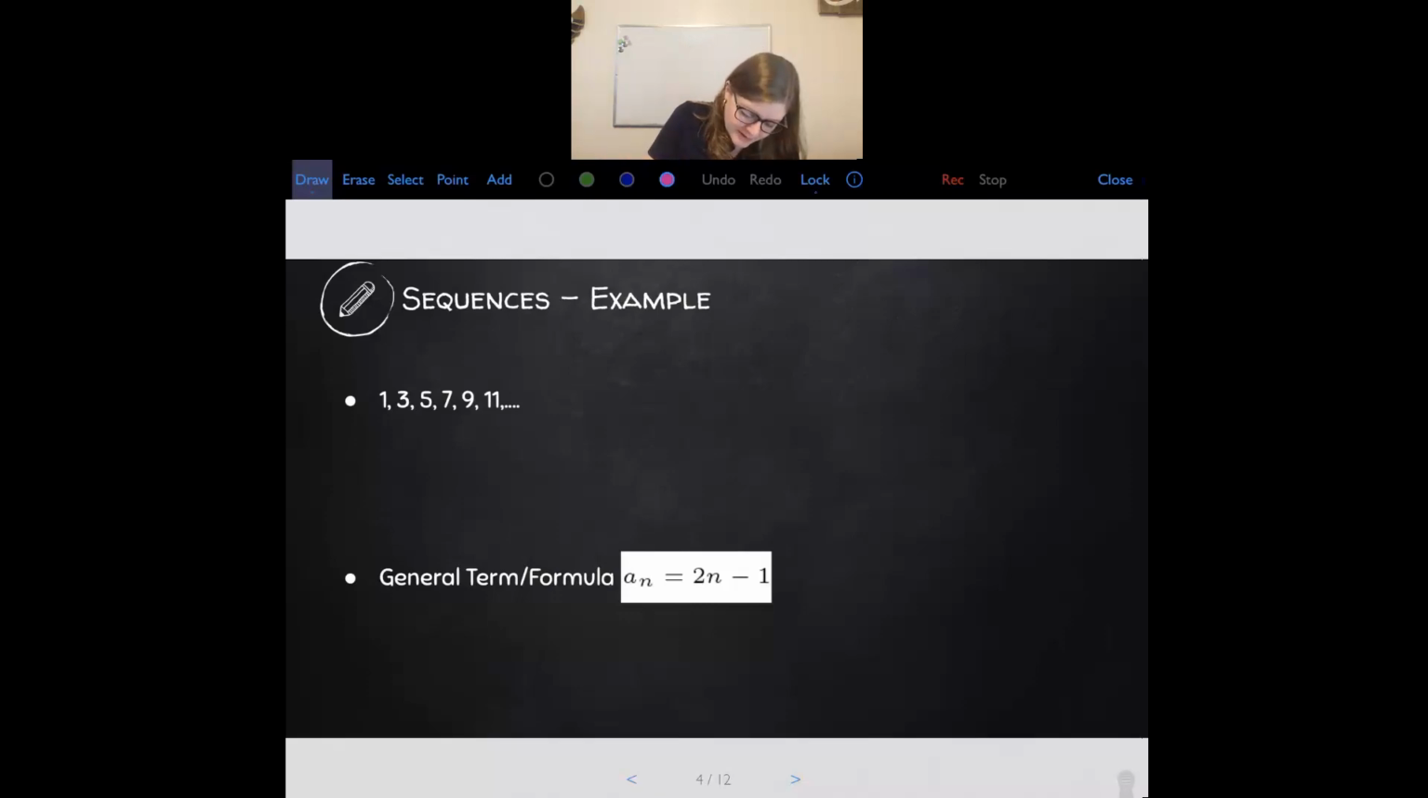Let me go back up to the sequence. This is in the position of n equals 1. So 1 is a term, and it's in the first position. 7 is also a term, but it's in the fourth position.